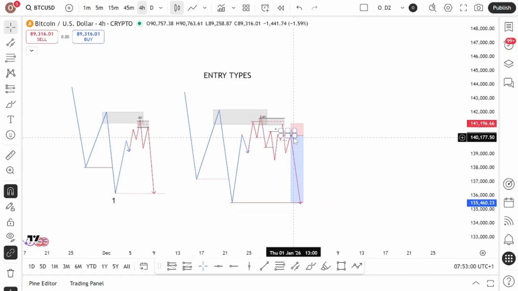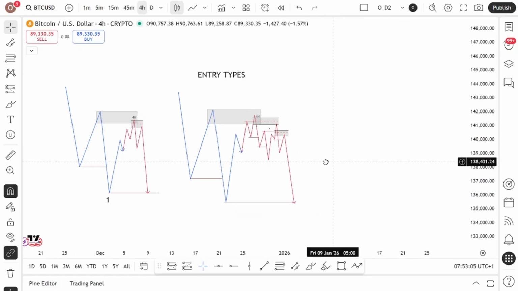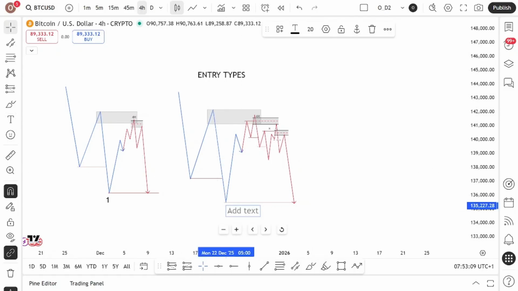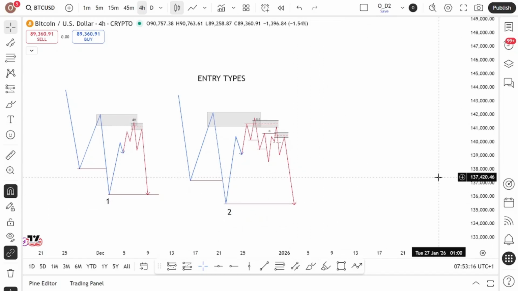Now the inducement setup does not always happen, but when it does, it is actually really solid. People call this their A plus setup, but like I said, every setup is a 50-50 chance. So this is my entry model too.